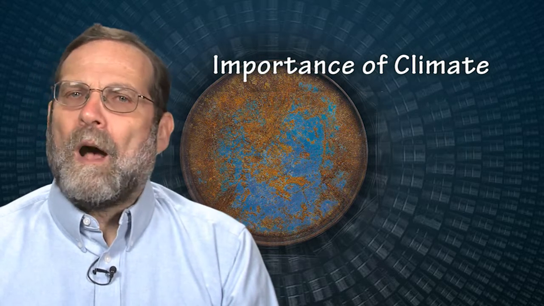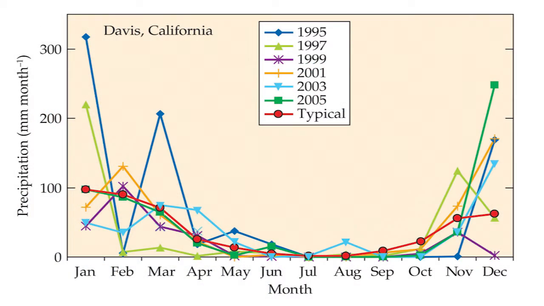Is Earth's climate changing? How important is climate? Say I'm planning a wedding and would like to hold an outdoor reception in Davis, California, where I live. Davis has a Mediterranean climate that typically has rain during the winter months, but drought during the summer months. Let's look at a chart of precipitation in Davis.